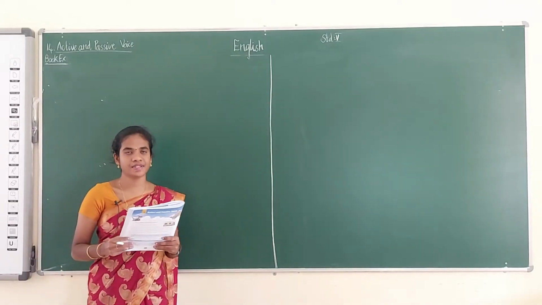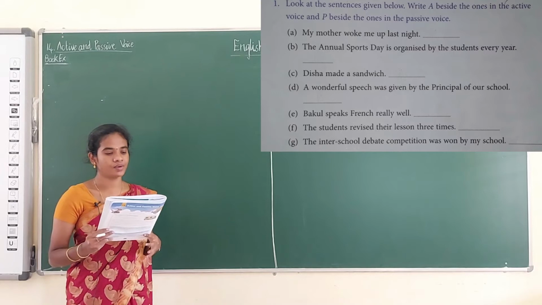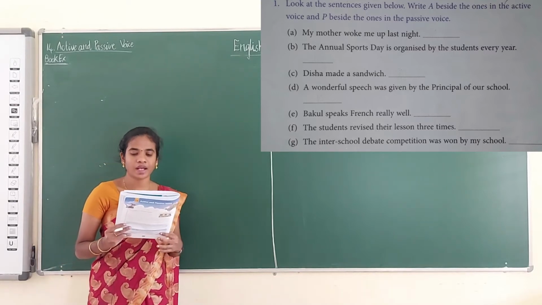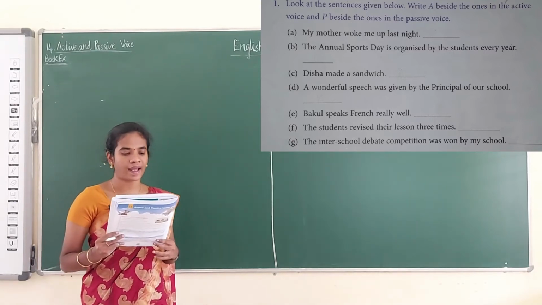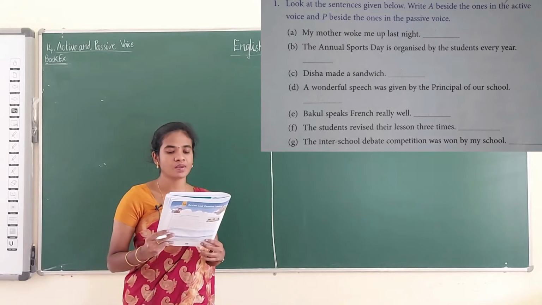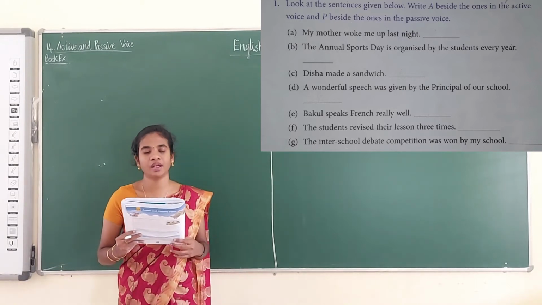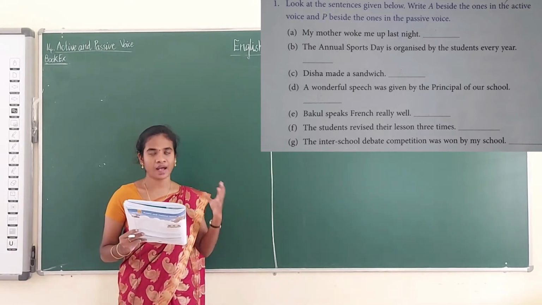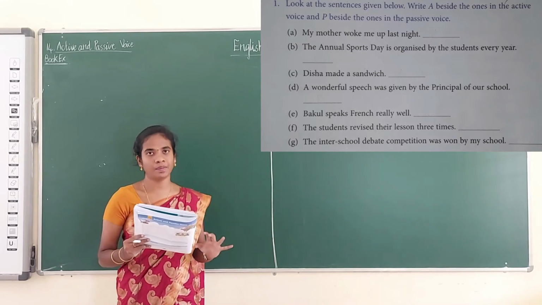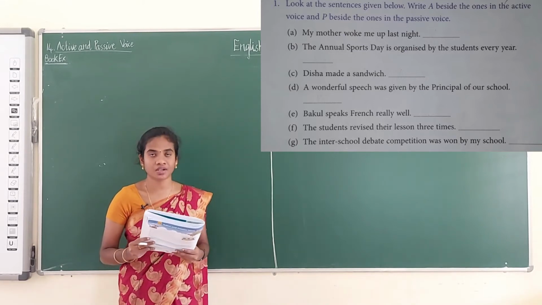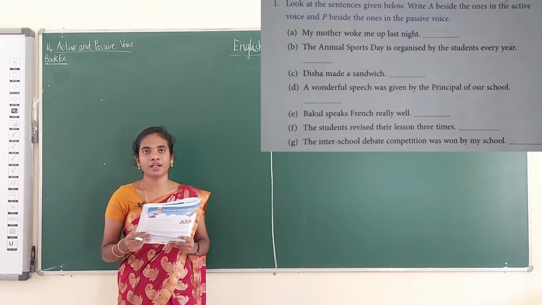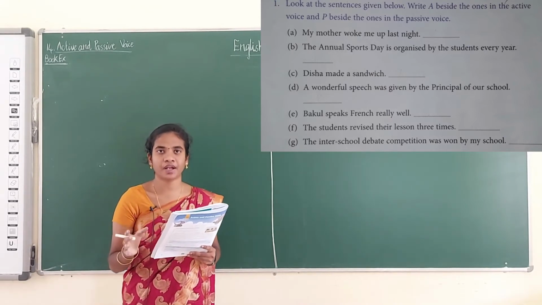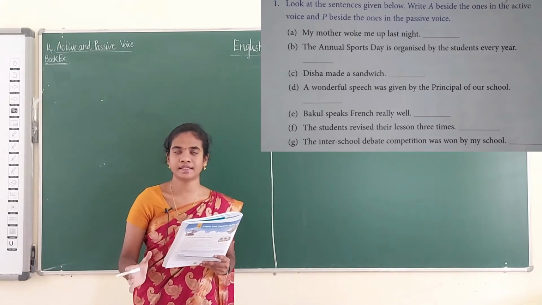Okay students, now see this image. This is the exercise for you. Look at the sentences given below. Write A beside the one in active voice and P beside the one in the passive voice. You have to read the sentences. We have already learned what active and passive are, and also we have seen the structure, right? So here they have given the sentences, and you have to find out whether it is an active voice or a passive voice.